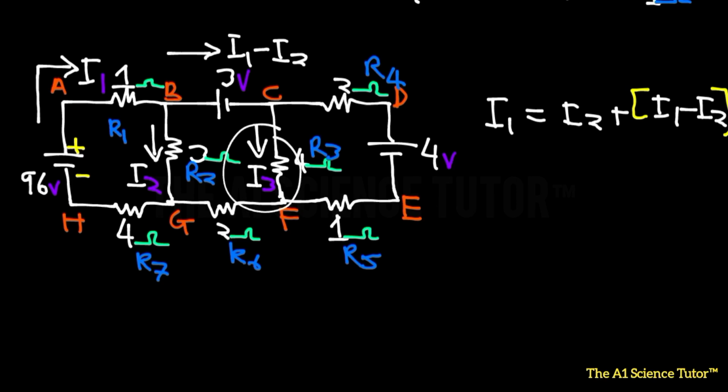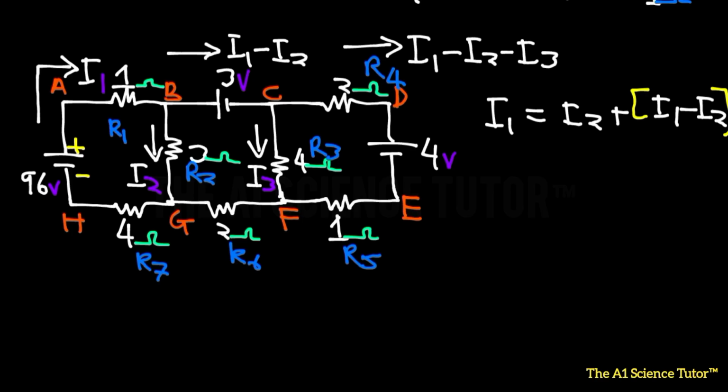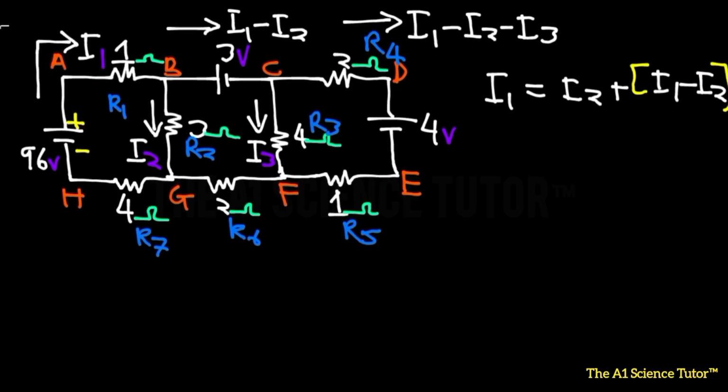Because if you take I3 away from this current, you're going to have the remainder, which of course should go through the last part of the DC circuit. So this is what we're going to have. I1 minus I2 minus I3. This is a typically simpler version of doing this. This actually saves a lot of time. So let's deal with this.